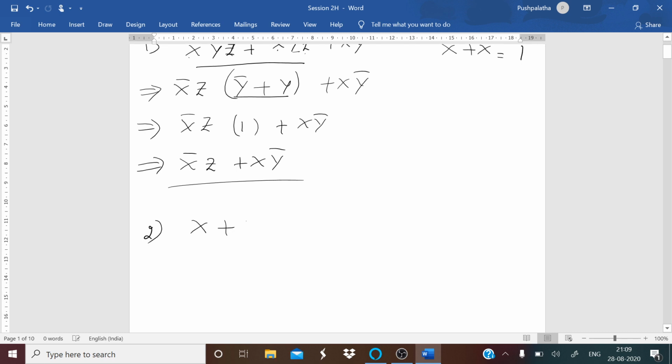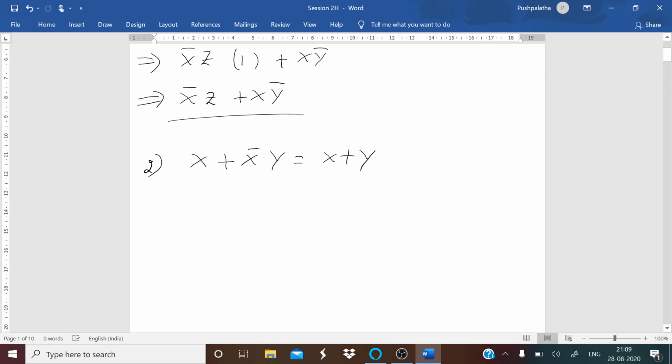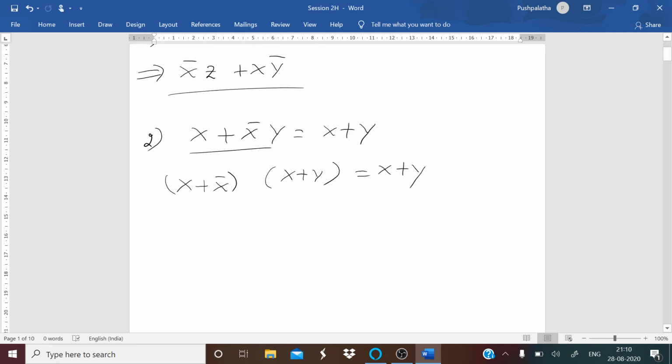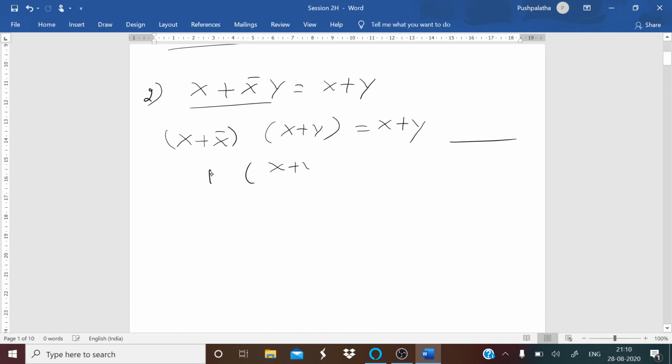Now the next sum: x plus x bar y equals x plus y. You have to prove that x plus x bar y is equal to x plus y. According to the distributive law, let us simplify this. x plus x bar into x plus y equals x plus y. This is your LHS. What is x plus x bar? As we said here, 1. So 1 into x plus y equals x plus y. So x plus y equals x plus y. LHS is the same as RHS.